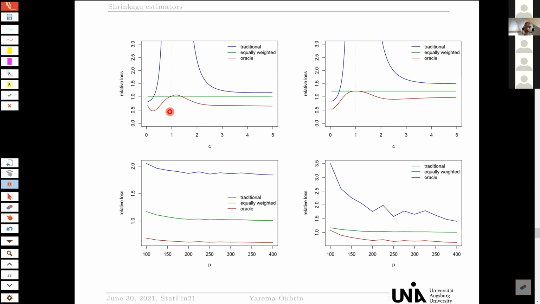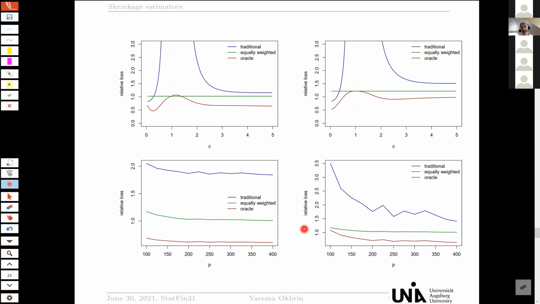So on the left-hand side, it is for beta equal to gamma, and on the right-hand side, it is for beta going to infinity. If we have a look at the relative loss as a function of P, we see that the relative loss of the Oracle shrinkage intensity is always the best one, regardless of the dimension, and the difference is very, very substantial. So on the left-hand side is again for one beta and for another beta, as in the upper two pictures.